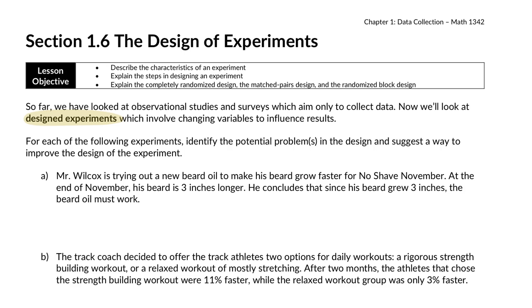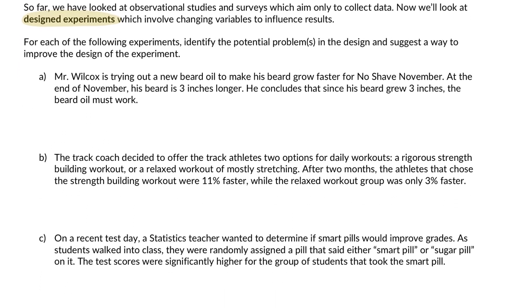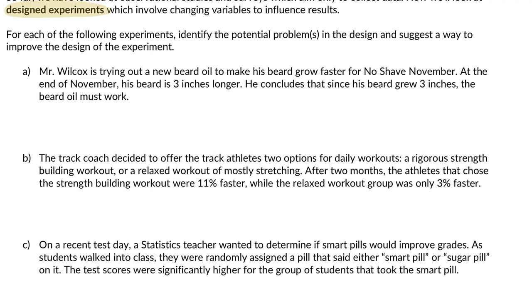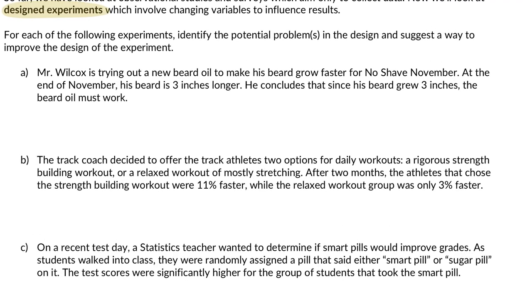So what we're going to do first is identify some potential problems from experiments. It is going to require you to think critically about what's wrong with the scenarios if we're trying to say that there's cause and effect relationships in these studies. Letter A says Mr. Wilcox is trying out a new beard oil to make his beard grow faster for No Shave November. At the end of November, his beard is 3 inches longer. So he concludes, cause and effect, that since his beard grew 3 inches, the beard oil must work. What's wrong potentially with this experiment?